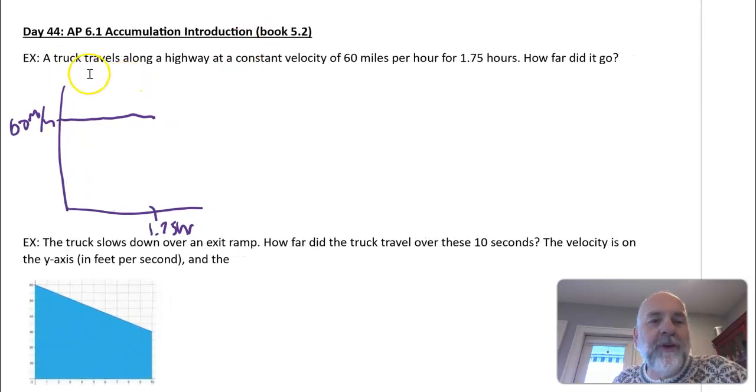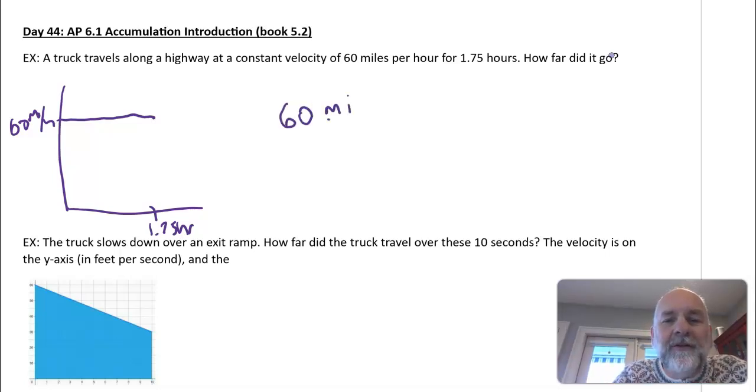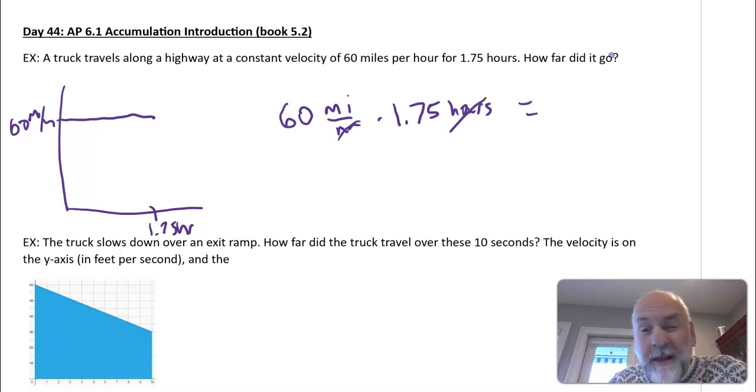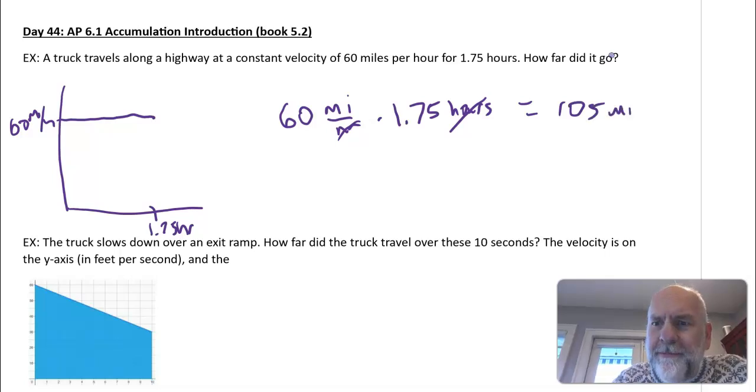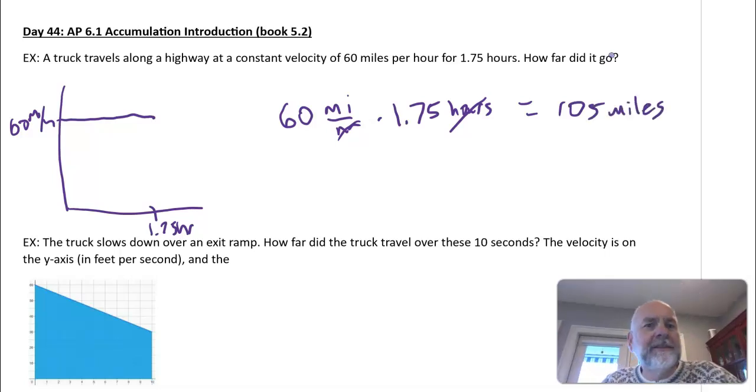So here's an example. A truck travels along a highway at a constant velocity of 60 miles per hour. I drew the picture here to save myself some time. For 1.75 hours, how far did it go? And you might be like, okay, well, I could work this out without a graph, Mr. Ellinger. Well, the purpose of this is to illustrate that, to figure this out, you do 60 miles per hour times 1.75 hours, and the hours cancel out, and you get 105 miles, I think, if I did the math there correctly, really fast. But what does that represent graphically?